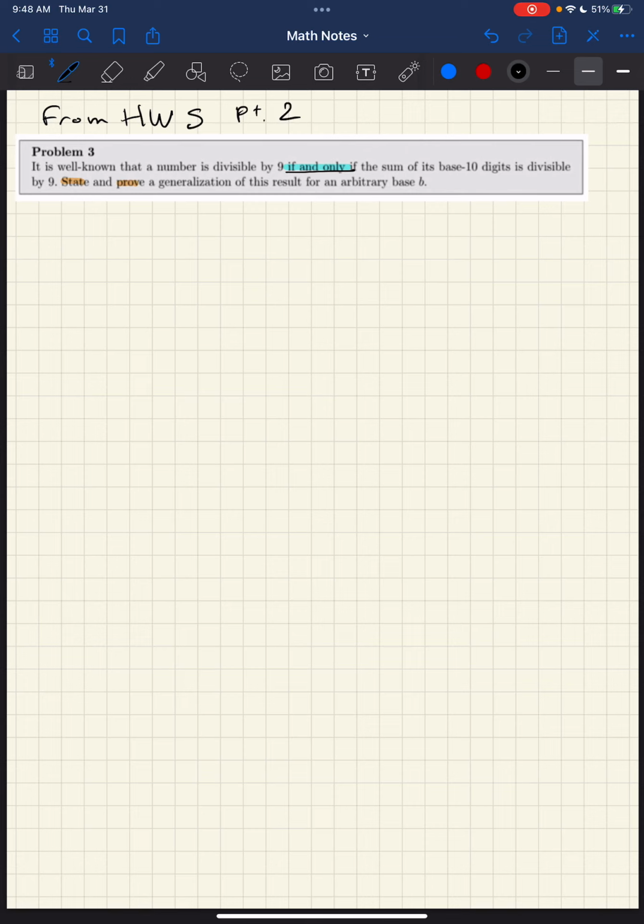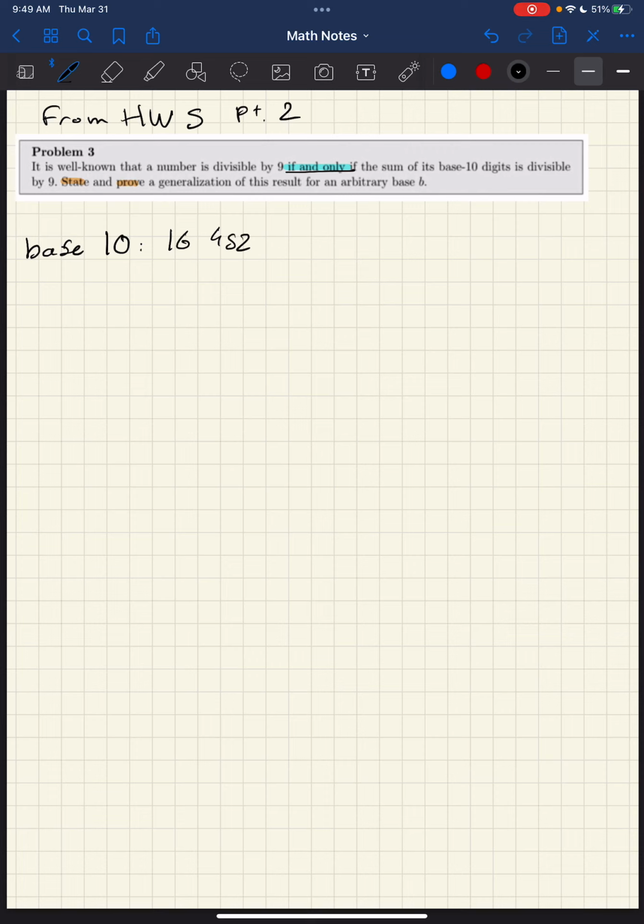So if you add up the digits in base 10 and it is divisible by 9, then the number is divisible by 9, and if the number is divisible by 9, then the sum of the digits is also divisible by 9. And so yeah, let's see what that means. Just as they tell us, they say base 10, so we're working in base 10.